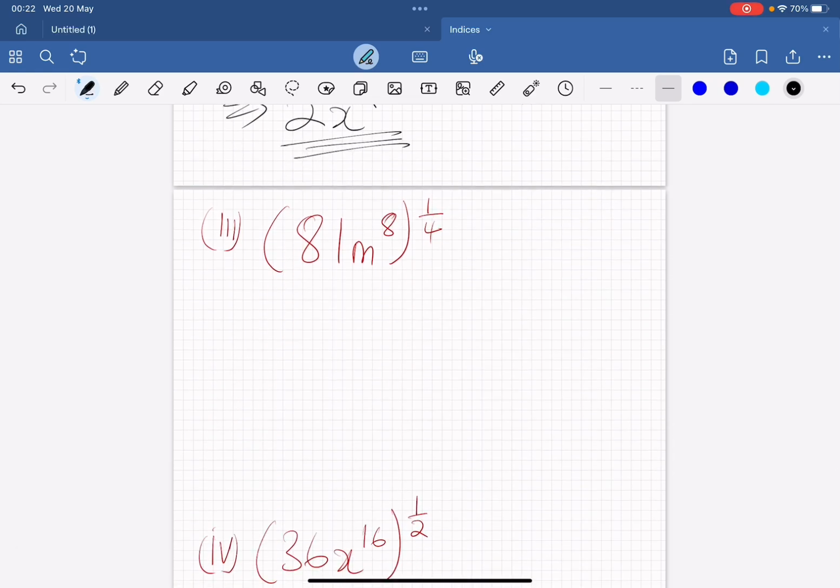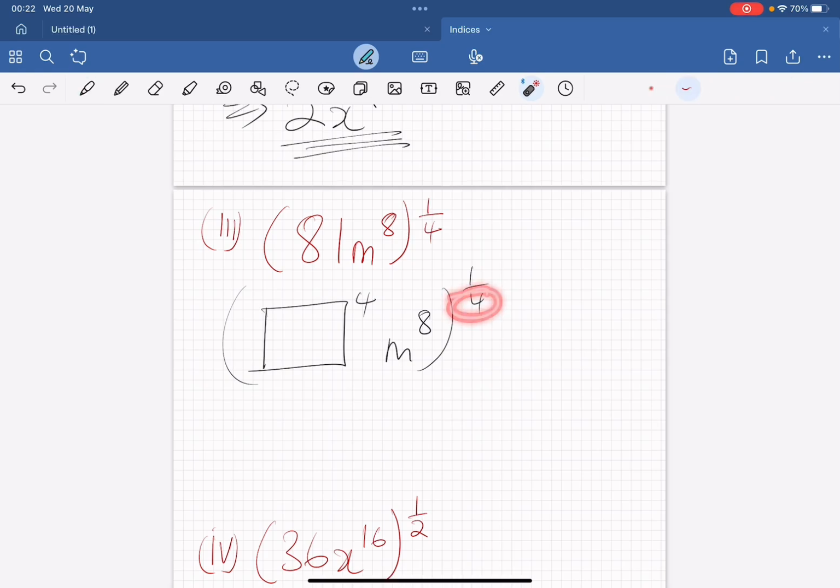Then the next question is saying (81m^8)^(1/4). So basically you have to find a way of representing 81 as something to the power 4, mainly because the power outside has a denominator 4. So it's like the denominator dictates the power you are going to break your whole number. 81 is 3^4 because 3 by 3 is 9, by 3 is 27, by 3 is 81. So this means this is 3^4.